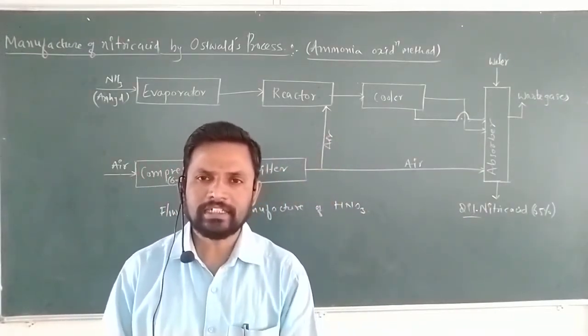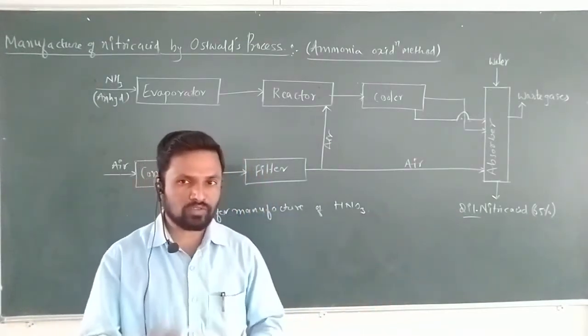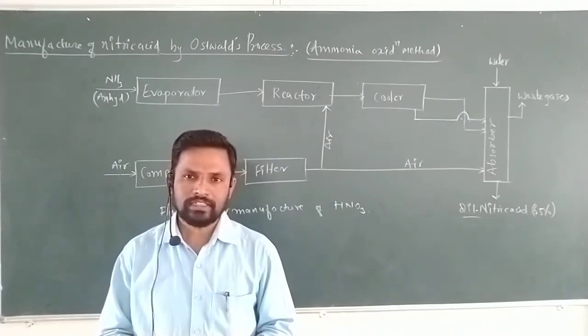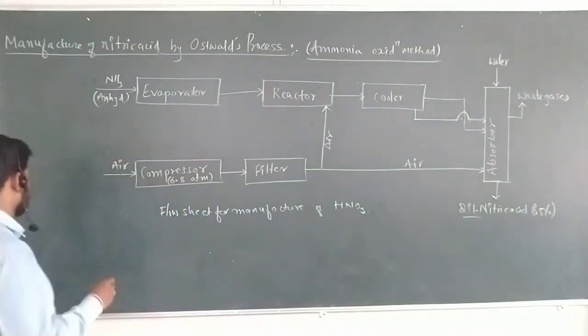How much percentage is there? 65% is there. Now this dilute nitric acid is further concentrated towards the pure formation of concentrated nitric acid by 2 different methods.